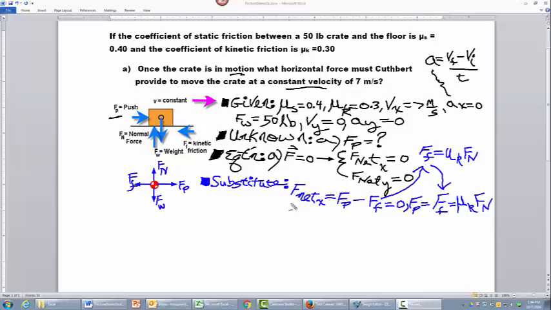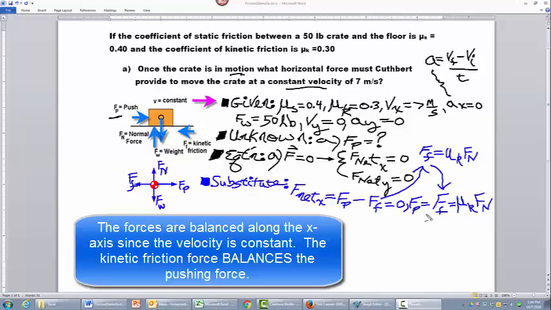So we write F net of x is, and to get the total force, we must go to our force diagram. We see that we have pushing force by Cuthbert, which is positive. We write F sub p. And we see that the frictional force is negative, so we write plus or minus the frictional force. That's 0. Solve for F sub p, the pushing force. And in magnitude, the pushing force is the force of friction.